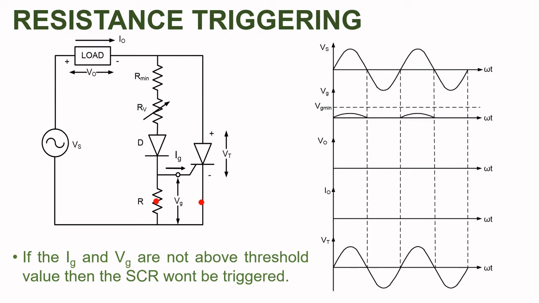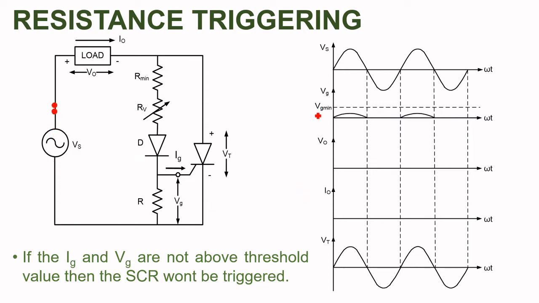So now let us see the resistance triggering circuit step by step. Here we can see the path followed by the current in the circuit before the triggering of SCR. If the gate current supplied to the gate of the SCR is higher than the threshold value, then and only then the SCR will be triggered. If the value of gate current is lower than the threshold value of Ig minimum, then the SCR will not be triggered.